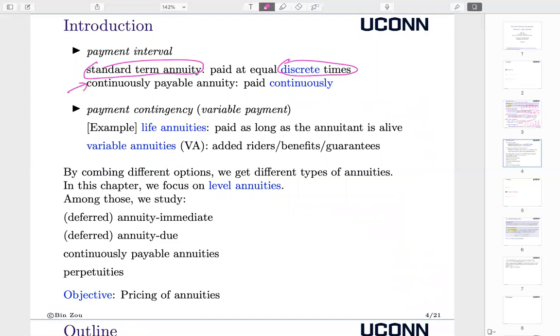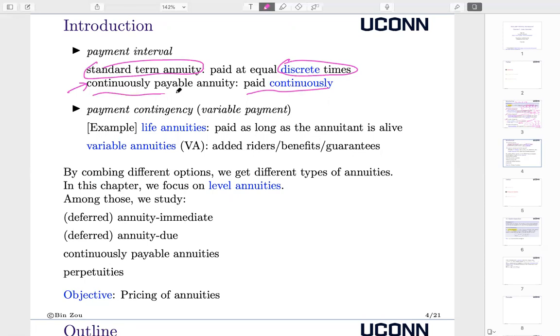But there is also a second case, which I call continuously payable annuity. This is somehow in line with our force of interest. Normally, interest is compounded in discrete times. Let's say compounded once a year, twice a year, but it can also be compounded continuously, which means the time interval goes to 0. So you have continuous payment. This is usually for research purposes or to help us understand some complicated annuities.